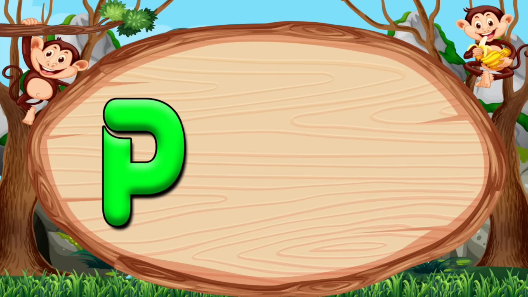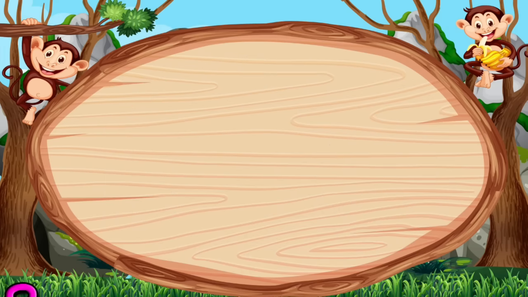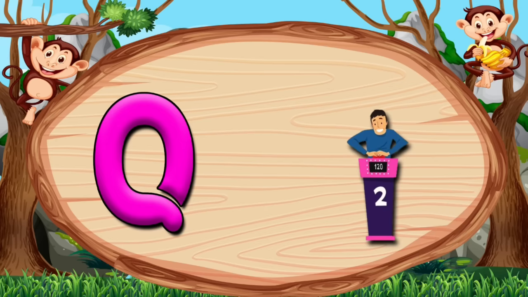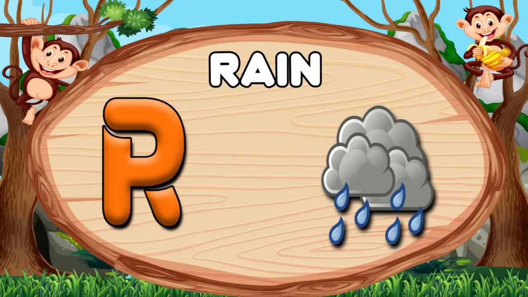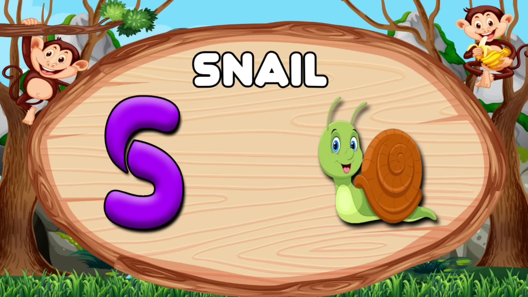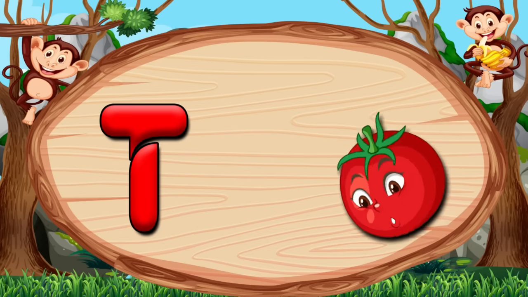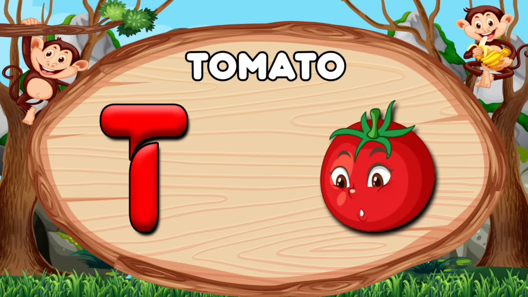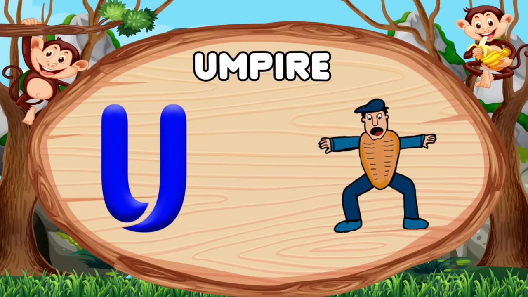P. P for palm. Q. Q for quiz. R for rain. S. S for snail. T. T for tomato. U for umpire.